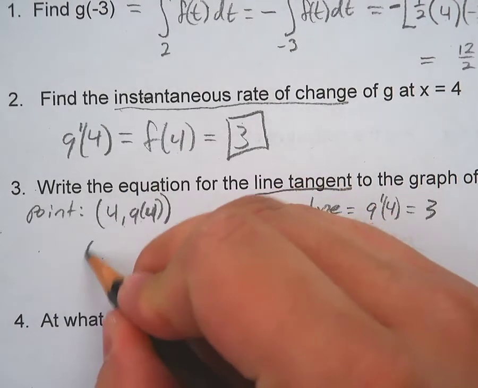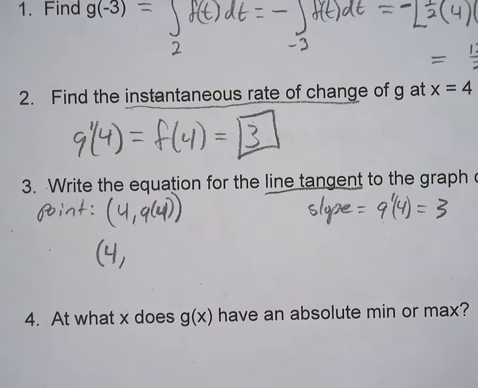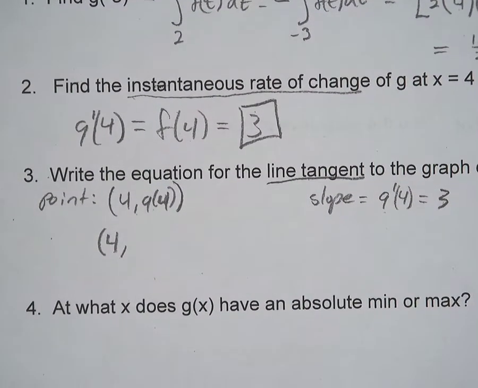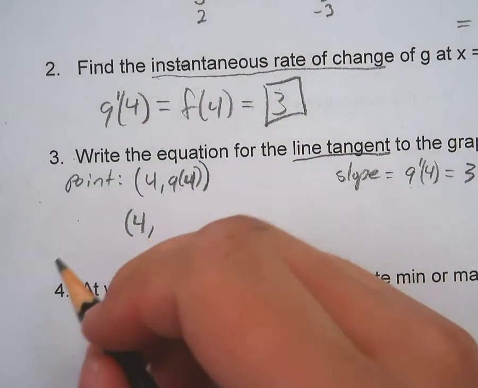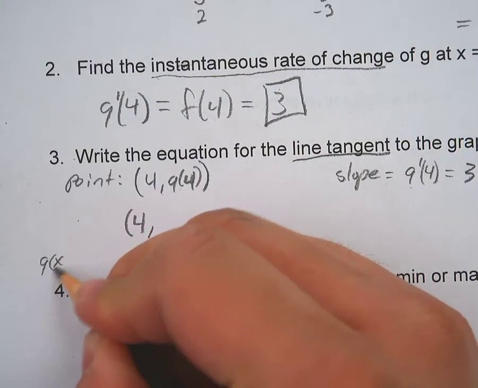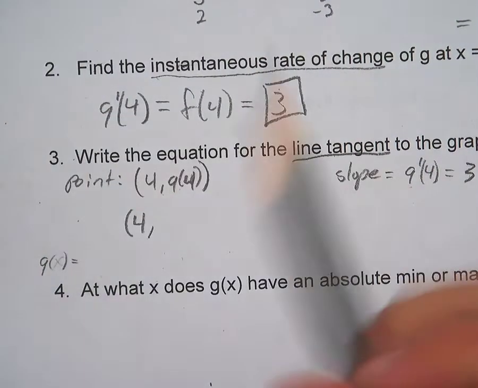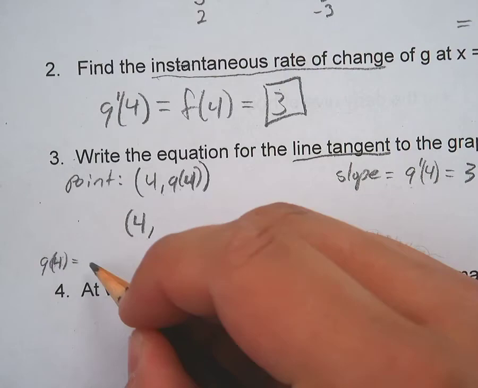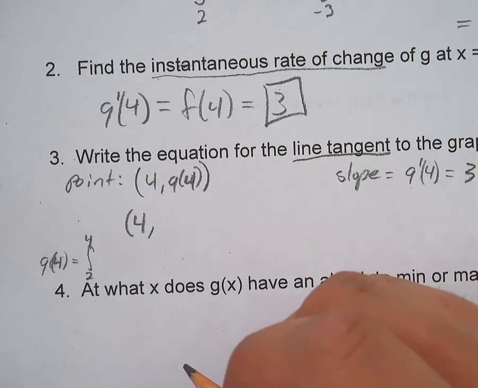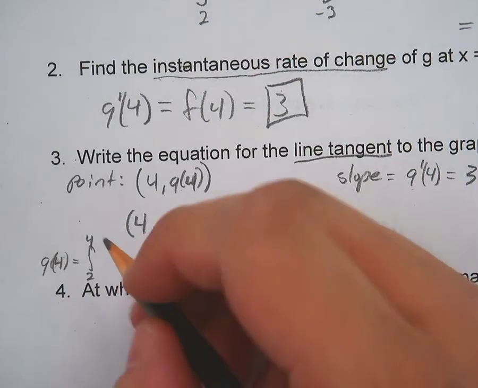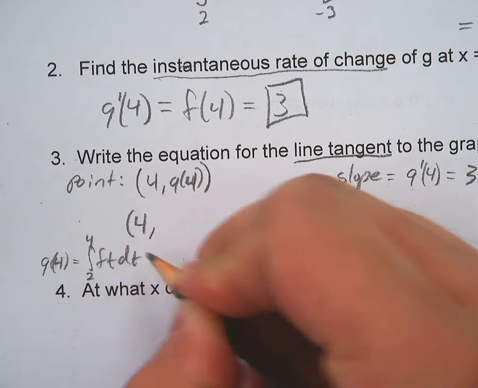Well, if I plug a 4 into G, what am I going to get? Now, see, that's the problem here. Because plugging in a 4 into G of x, if you'll remember, G of 4, rather, is the integral from 2 to 4 of f of t dt.